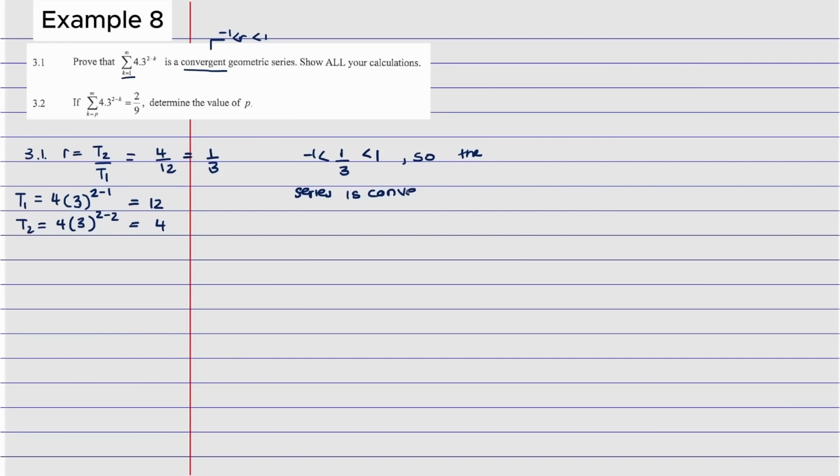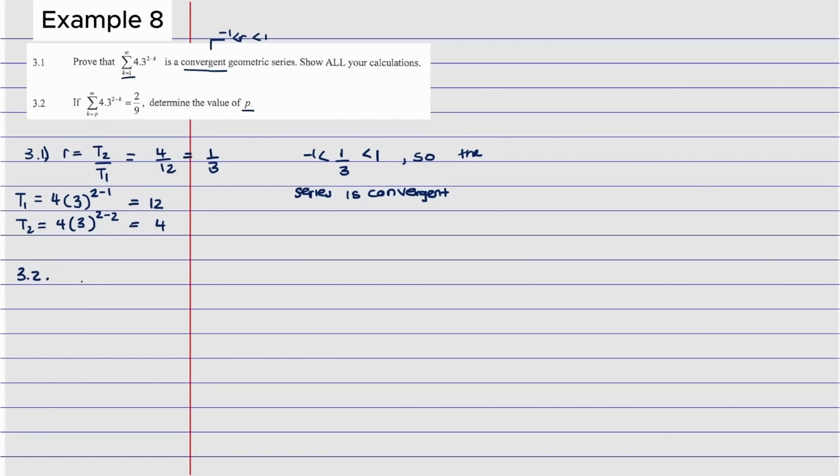So that's how you would do it. Convergent, right? So that's how you would answer the first question. Now answering the second question, it says if the sigma from k equals p going to infinity of the same thing is equal to 2 over 9, we need to calculate the value of P.